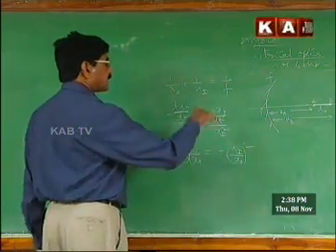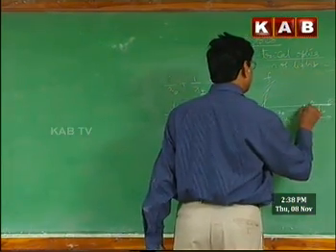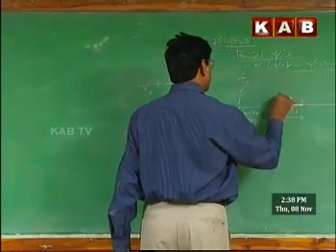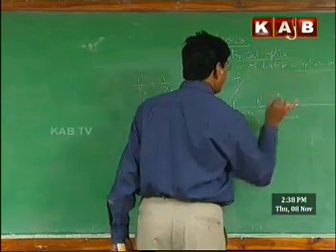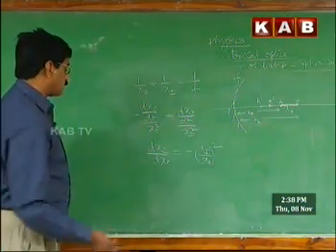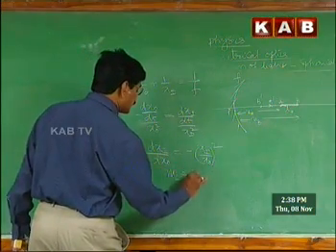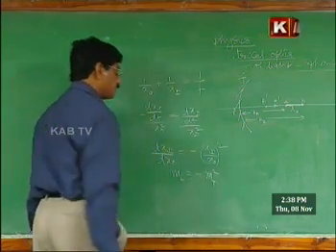Minus sign indicates the image will be reversed. That is, A will be occurring somewhere here, A dash and B dash may be occurring here. Image will be inverted. So therefore, this negative sign. And this longitudinal magnification is minus of transverse magnification square.